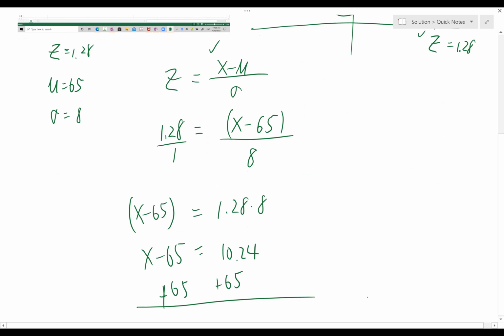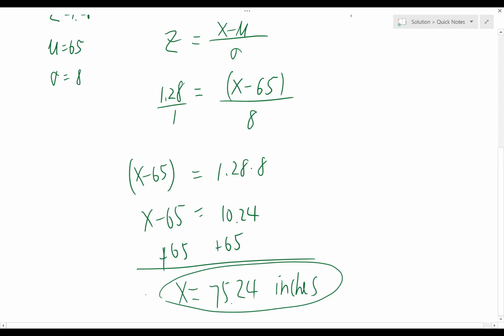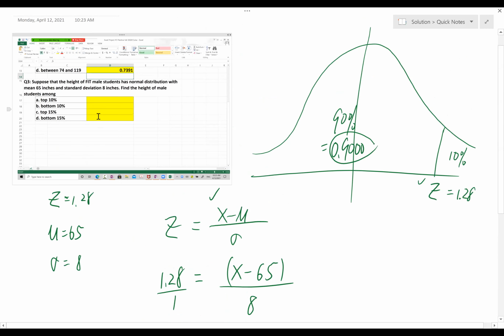Let's see what the result is. So x equals 75.24 inches, meaning the cutoff height separating the top 10% from the bottom 90% is 75.24 inches. Okay. And this is one of the cases.